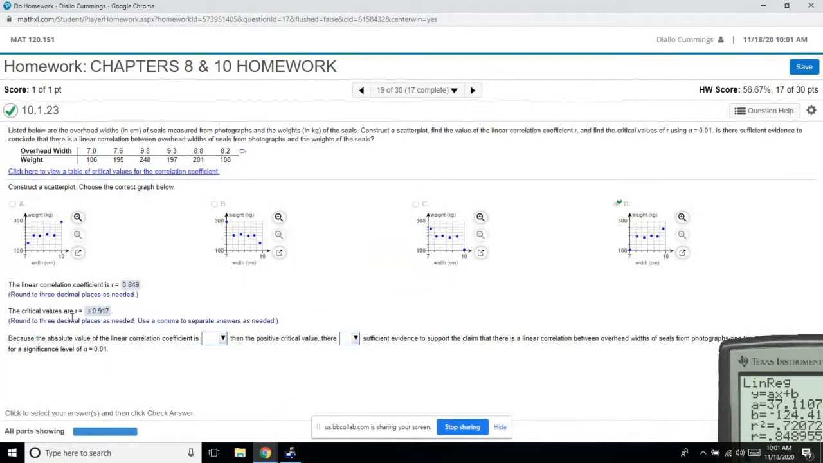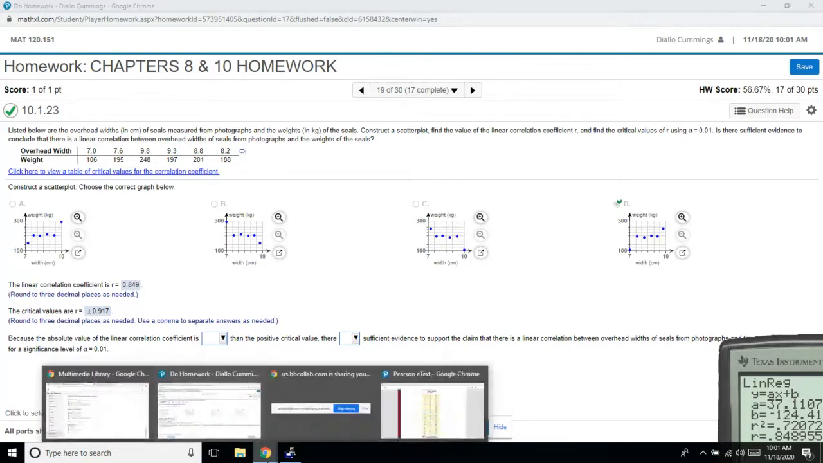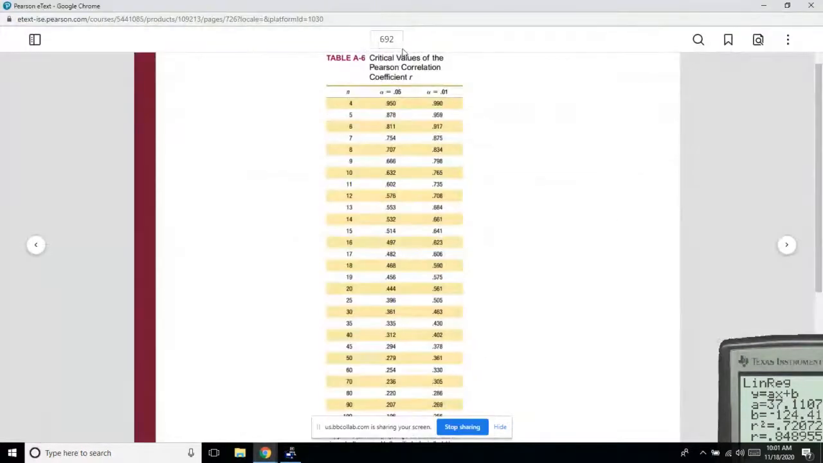All right, so once again, the critical values for R are found in your textbook on page 692. And in order to find them, you will have to know N and your alpha level.